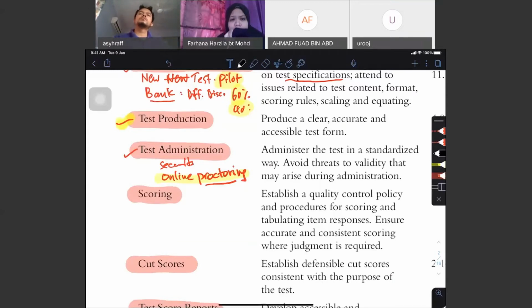But I think USM as a whole, not only the medical school, is in the process of purchasing this software. But for us in PPSP, during the exam we ask candidates to log in using WebEx. When they have logged in, someone will manage a group of candidates. Let's say there are 100 students, so there will be 10 facilitators. Each facilitator will look after 10 candidates.